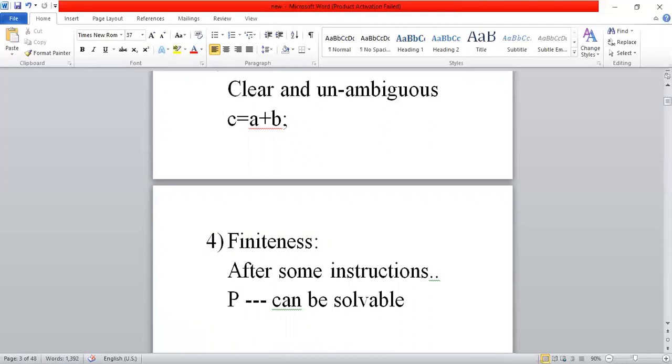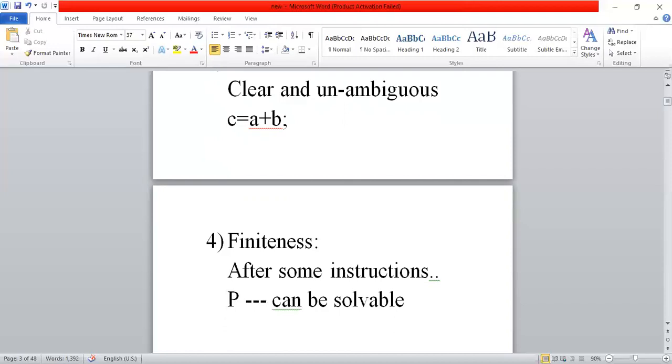So finiteness of an algorithm means the algorithm must be terminated after some instructions. After writing some instructions, the algorithm must terminate. There is an end for the algorithm, because we cannot write an infinite number of instructions; infinite cannot be defined. If any problem is solvable, then it always requires a finite number of steps. Then as a programmer or developer, we can write the required number of statements, and finally end the procedure. Is it clear now? So this is the fourth property.